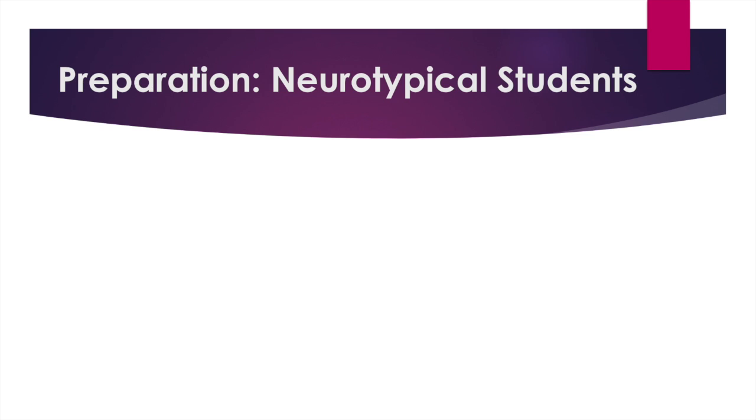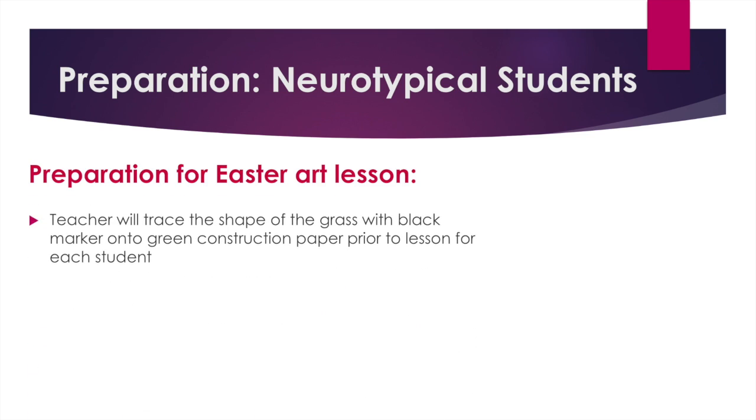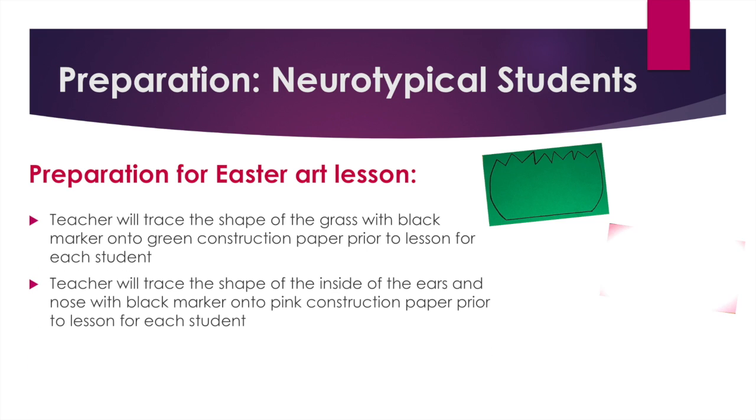So preparation for neurotypical students. So the teacher will trace the shape of the grass with black marker onto green construction paper prior to the lesson for each student. You can see an image there on the right. Teacher will trace the shape of the inside of the ears and the nose with black marker onto pink construction paper prior to the lesson for each student. You can see it there again on the right.